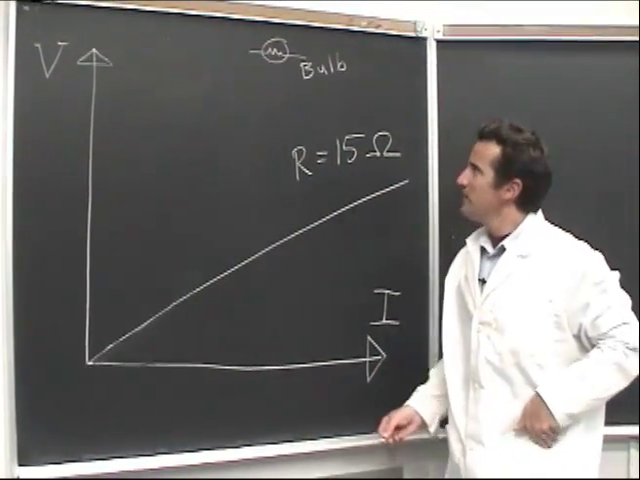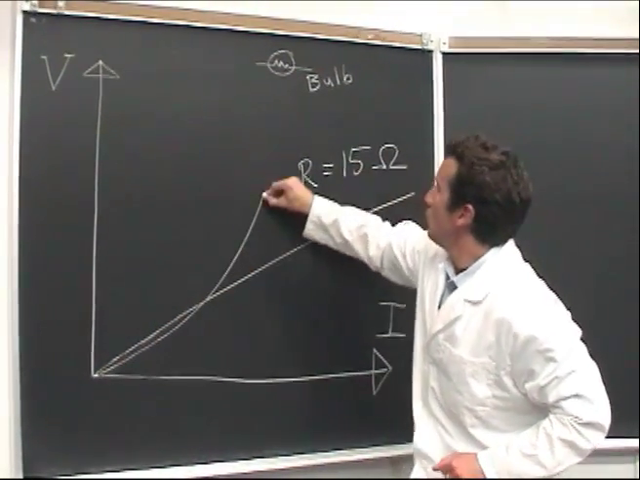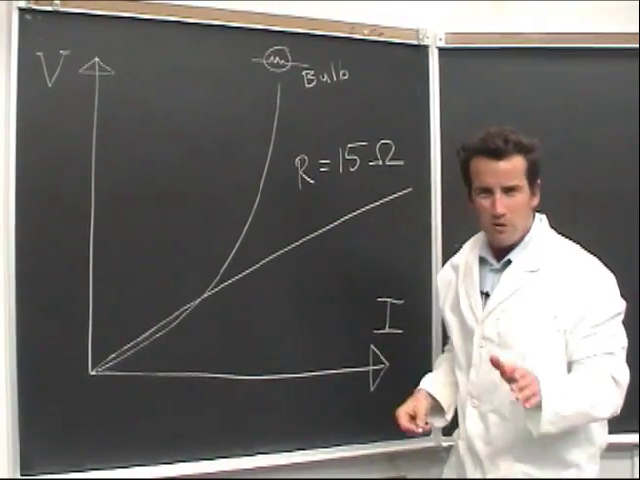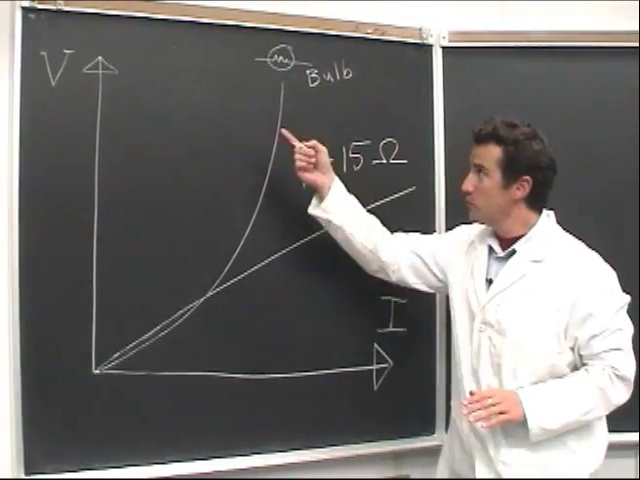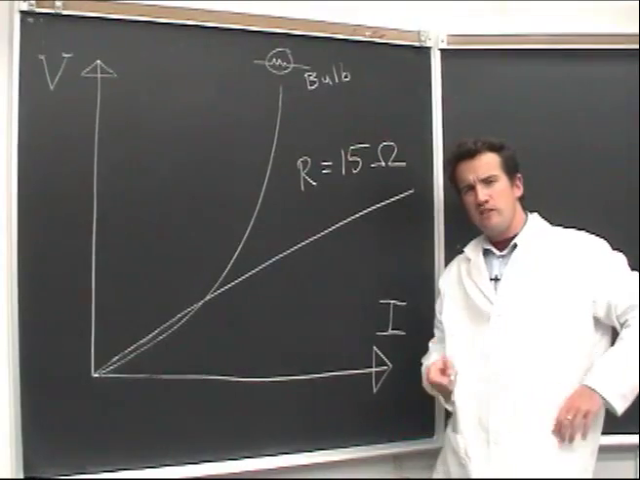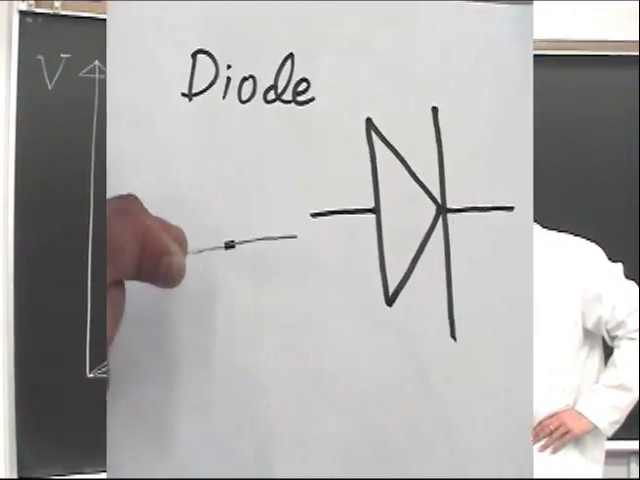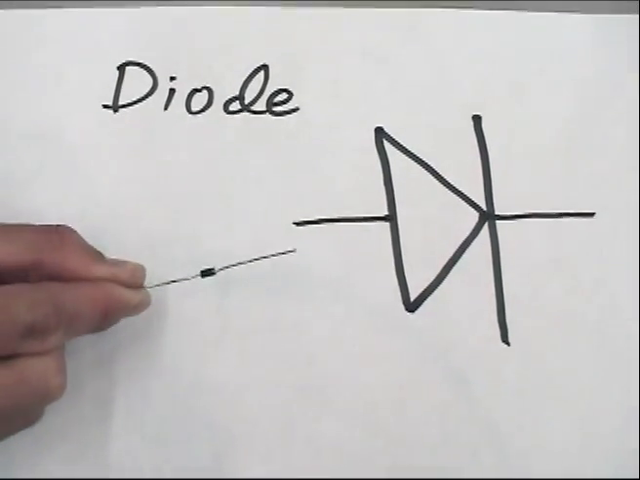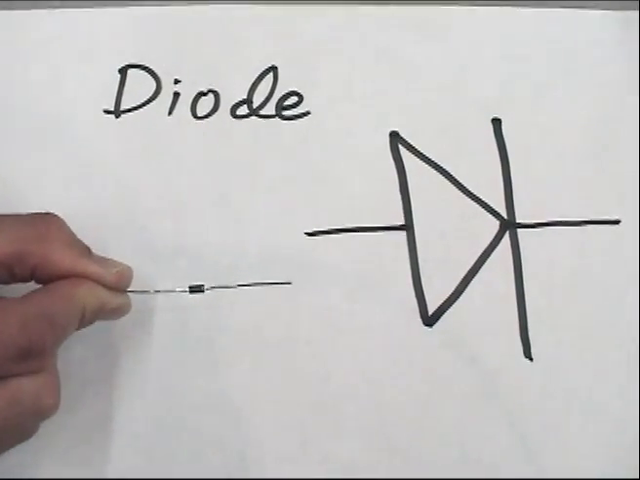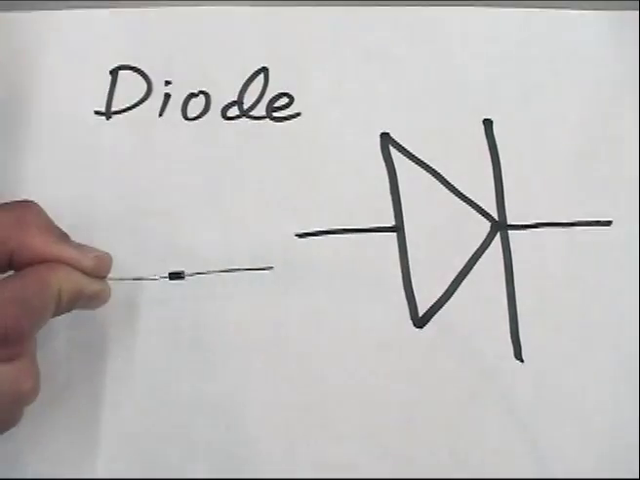On the graph, the light bulb looks like this, with the slope, the resistance, increasing as the voltage and temperature increase. This is a relationship that Dr. Ohm understood perfectly. This is a diode. It's an unusual circuit element in that it only lets current go in one direction. That's this direction, toward the stripe.